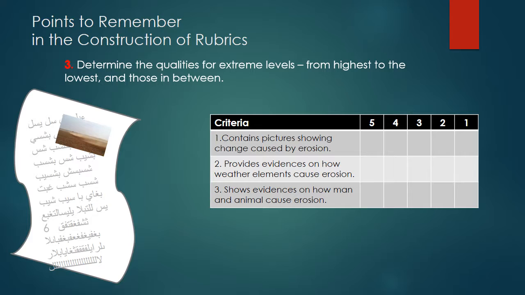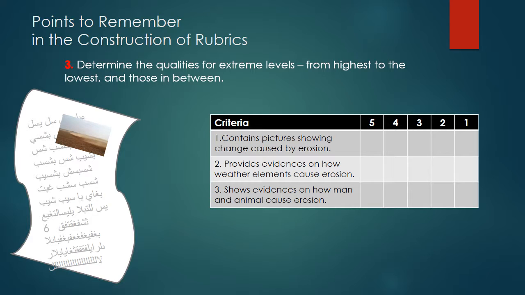Determine the standards or qualities for extreme levels, the highest and the lowest, and of course everything in between. You may consider putting opposite standards. Just like in the earlier example, the highest standard was extremely satisfactory and the lowest was extremely unsatisfactory.